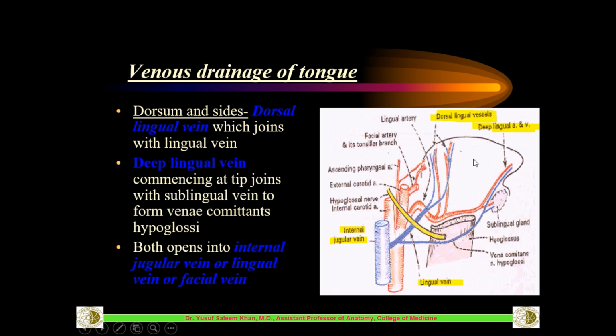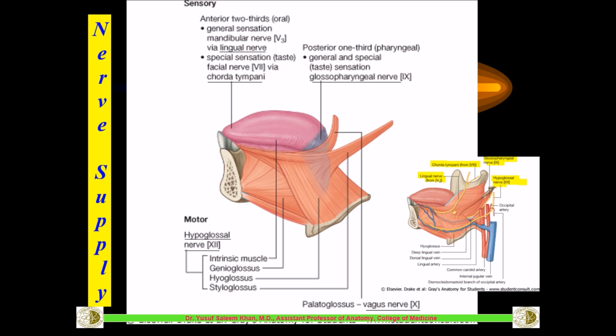Then we also have the deep lingual vein. If you can see here, this is the deep lingual vein, which commences at the tip of the tongue and joins with the sublingual vein to form the vena comitans hypoglossi, and then finally drains into the lingual vein itself. Both these veins open into the internal jugular vein, via the lingual vein or the facial vein. Usually their main drainage is into the internal jugular vein. Sometimes it also drains into the facial vein. So this is the venous drainage of the tongue.